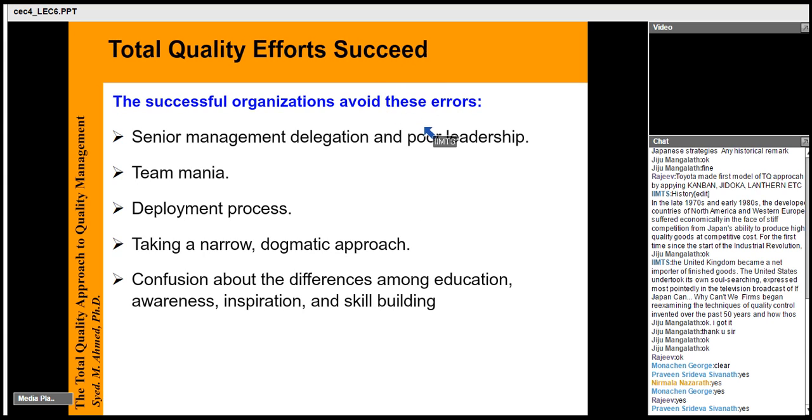So the successful organizations avoid these errors: senior management delegation and poor leadership, team mania, deployment process, taking a narrow dogmatic approach, confusion about the differences among education, awareness, inspiration, and skill building. So the successful organization must avoid these kinds of errors.